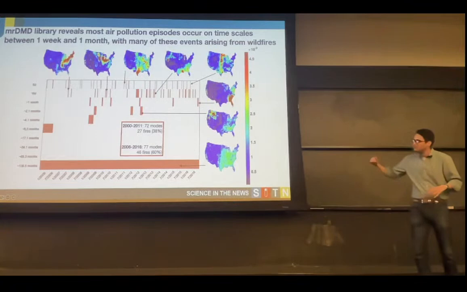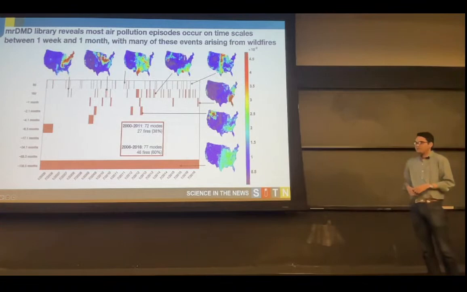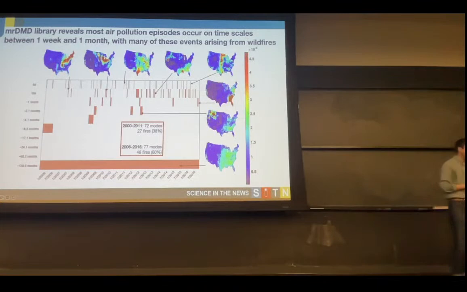And this only goes until the end of 2016. If we go to today, I would say that even more would be from wildfires too. So it represents this huge source of pollution.